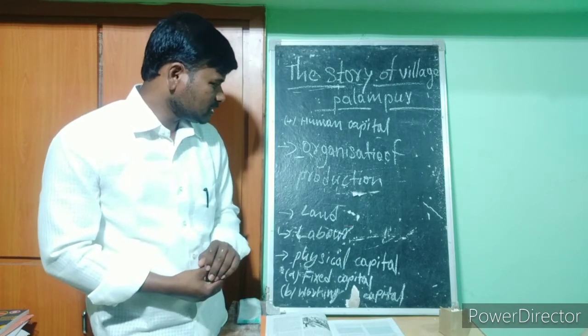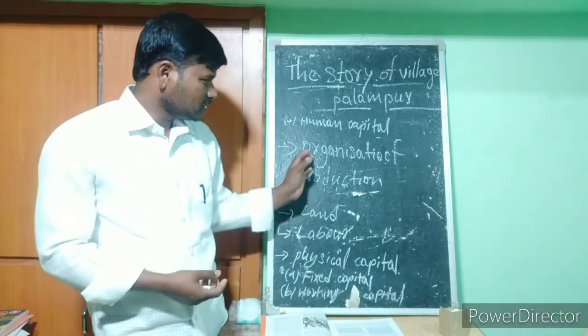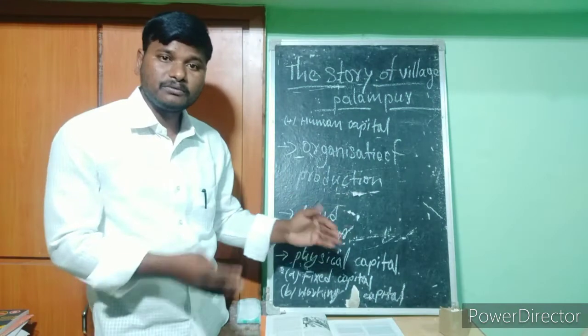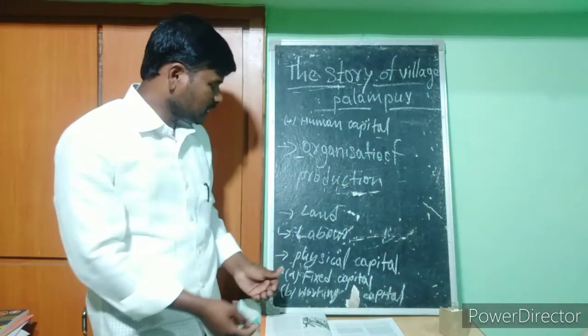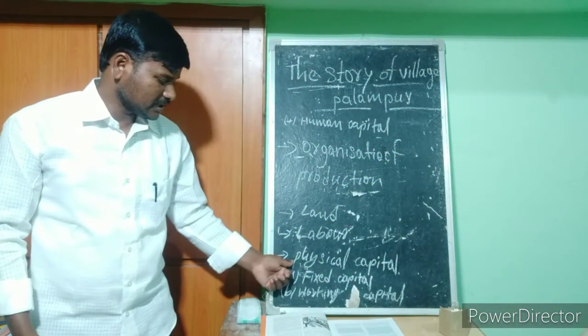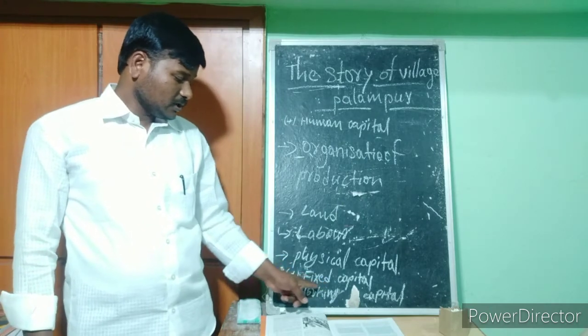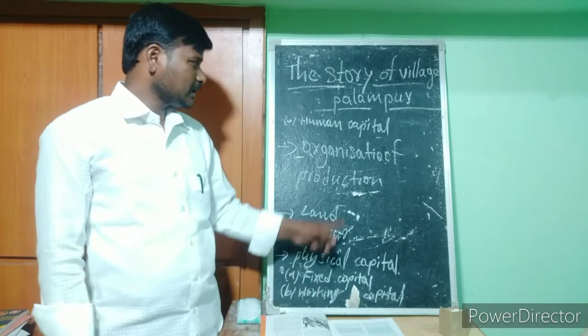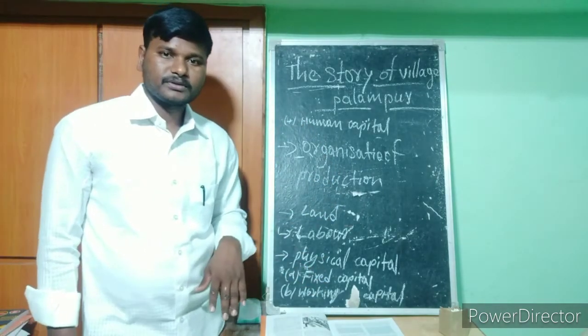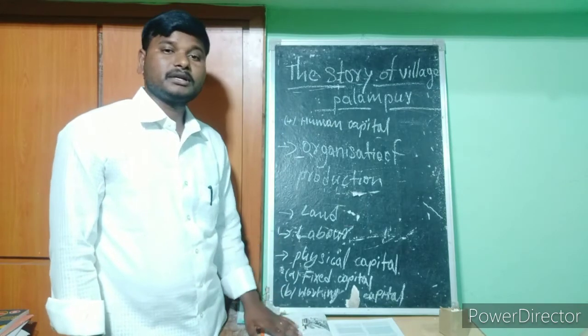In this lesson we learned up to here the organization of production. If we want to do production, we require land, labor, physical capital. In physical capital, fixed capital and working capital, and human capital. I think up to here clear.